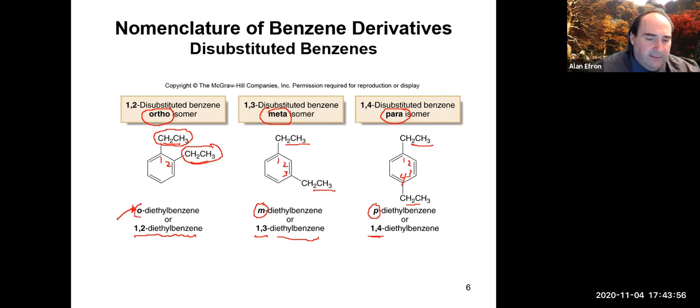So again, sometimes these ways of naming it, ortho, meta, para, are often used. Again, it is used in place of the numbers, or if you see it, it means a certain set of numbers. So you do need to know ortho, meta, para, and what they mean. 1,2 for ortho positioning, 1,3 for meta, and 1,4 positioning for para. Any questions on that?